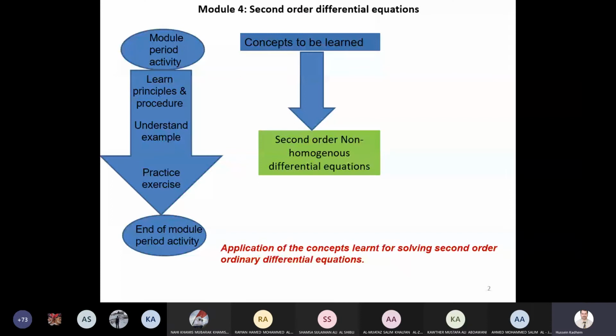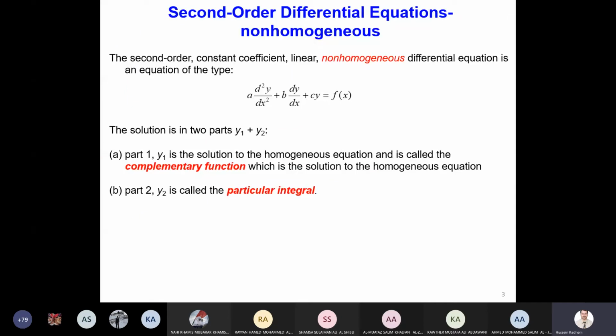Now we'll come back to calculus and linear algebra. Today we will talk about second order differential equations, but non-homogeneous. You remember last session we discussed the second order differential equation which is homogeneous, coming in this way: a y double dash plus b y dash plus c y equals 0. This is homogeneous, as you can see here, 0. But when there is a function on the right hand side, we have non-homogeneous. So how do we deal with non-homogeneous?